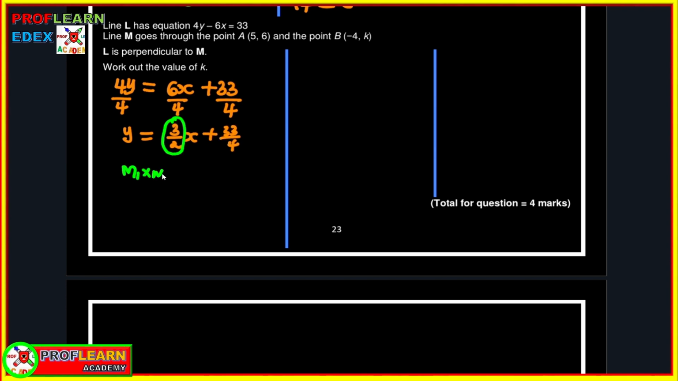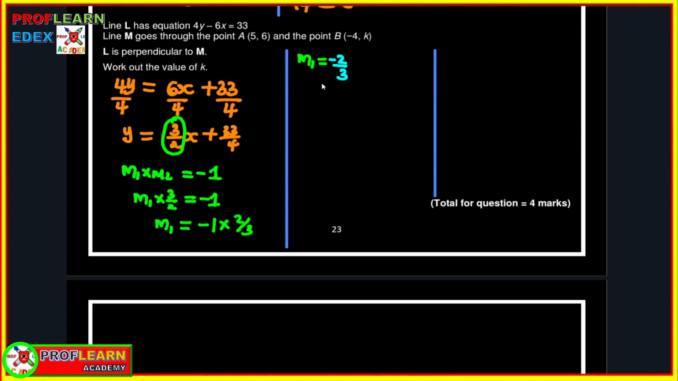Using L, we rearrange it so that it's in the form y equals mx plus c, and divide by 4 on both sides. So we're going to have our gradient 3 over 2. With this gradient 3 over 2, m1 times m2 is negative 1. So we substitute that, and our answer for the gradient is negative 2 over 3. Yes, negative 2 over 3.